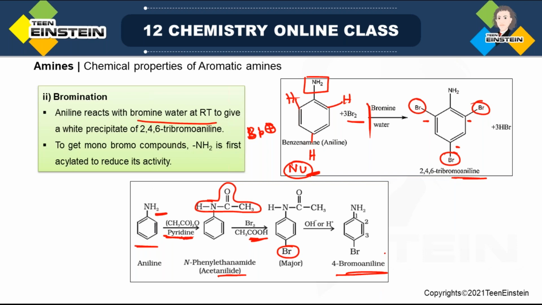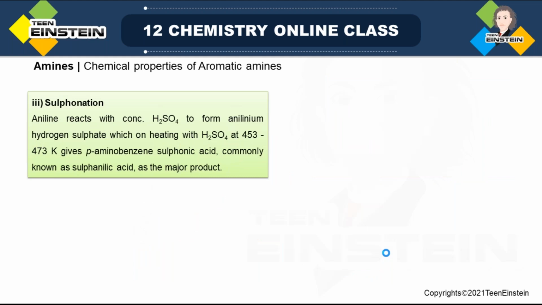So if you want to do bromination, it depends on what kind of reagent combination or other reaction conditions you are using. Depending on that, you can get either mono-substitution or tri-substitution. Both are possible. Sulfonation. Now when we are talking about sulfonation, the electrophile is SO3H, which is basically generated from H2SO4.